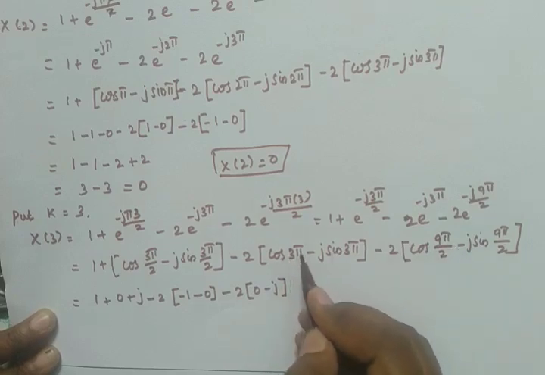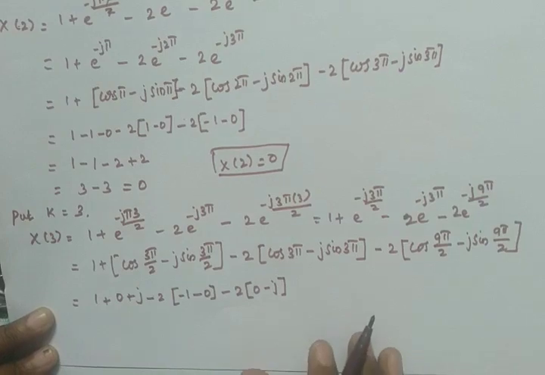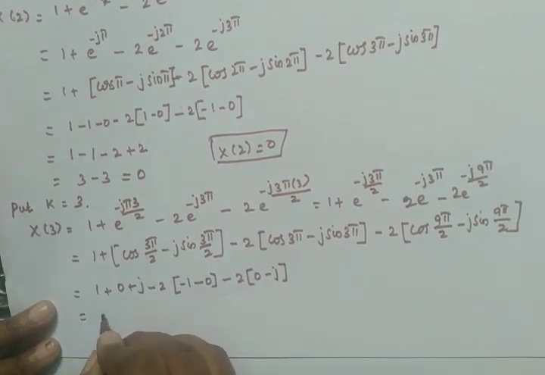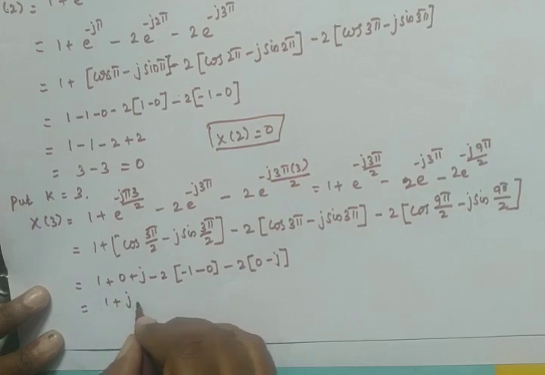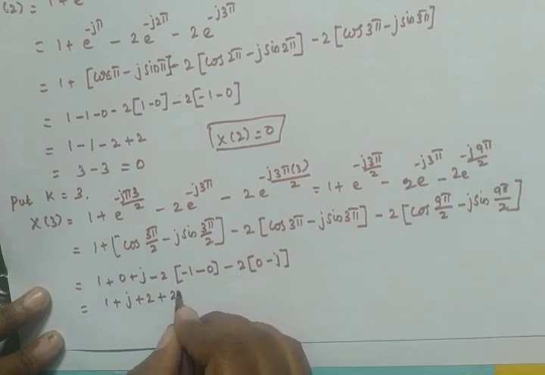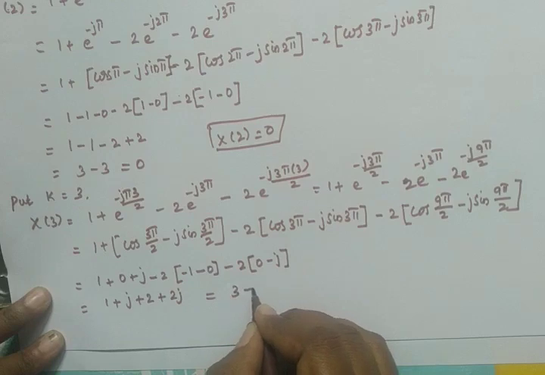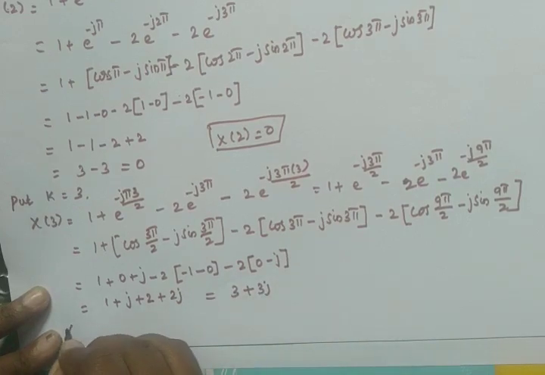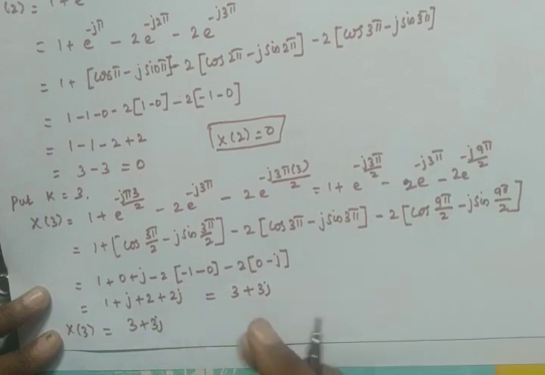So, 3 into 180, 9 into 180 by 2, here 3 into 180, which is equal to 1 plus j plus 2 minus j into minus plus 2j. Therefore, it is equal to 3 plus 3j. Therefore, X of 3 is equal to 3 plus 3j.